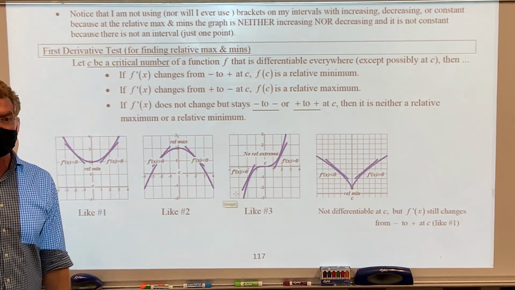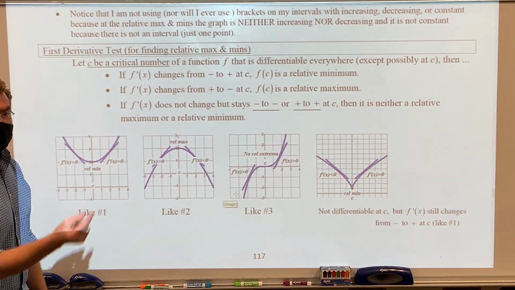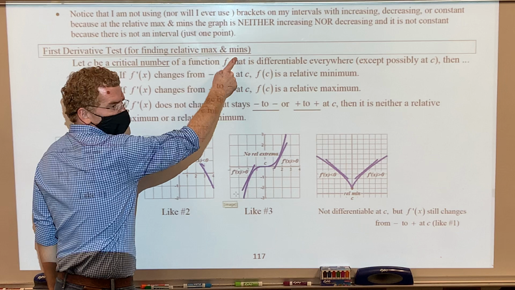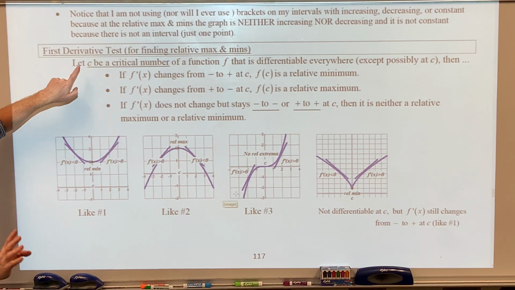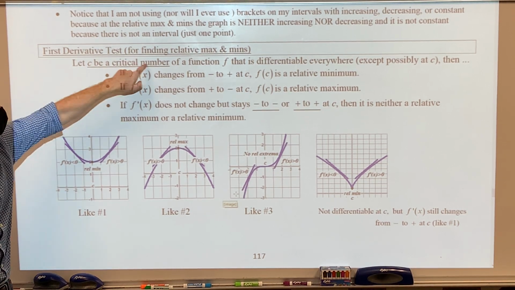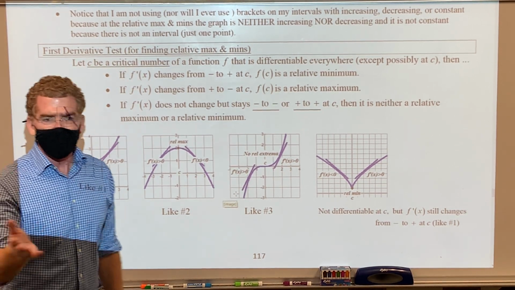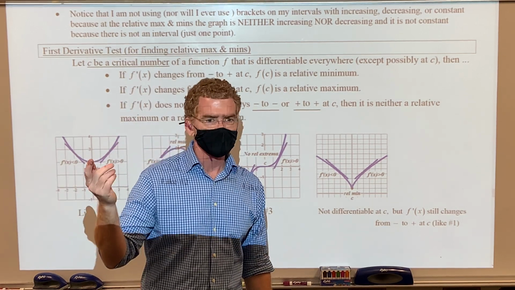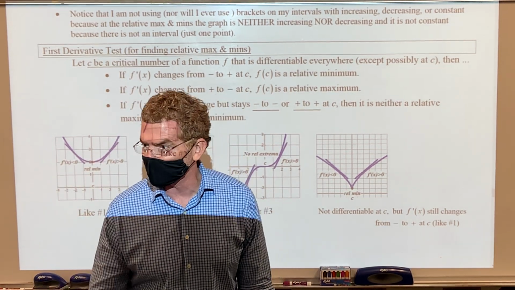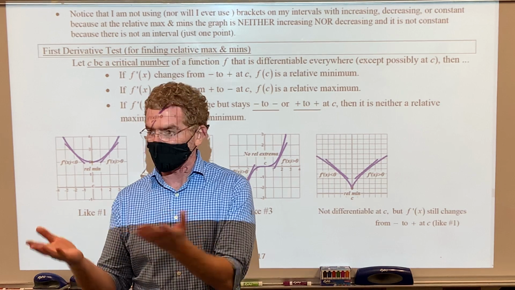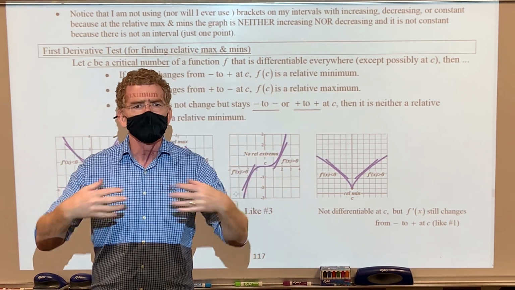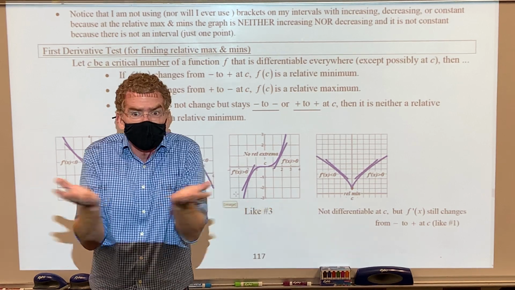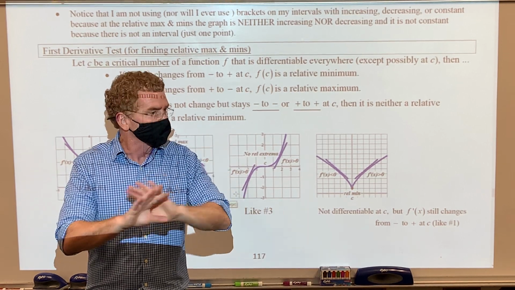There's also going to be a second derivative test for finding relative maxes and mins. So you've got two tests for finding relative maxes and mins. Okay? First derivative test. Let c be a critical number. So bottom line, how do you find critical numbers again? Set the derivative equal to 0 or undefined and figure out what those x values are. So once you have those x values that may or may not be relative maxes, we don't know. They're just possible relative maxes and mins.